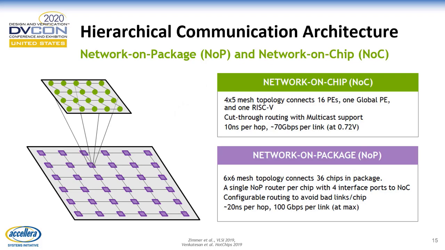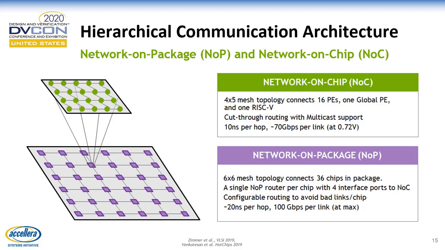A key characteristic of this RC18 test chip is the integration at both the chip level as well as the package level, and therefore you will realize that we have a hierarchical communication architecture consisting of a network-on-package as well as a network-on-chip. At the network-on-chip, we have a 4x5 mesh topology with 16 PEs, one global PE, and one RISC-V processor connected together.